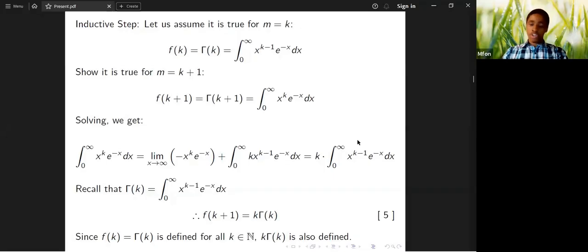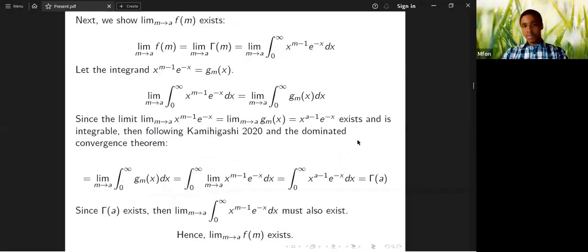That is proven. So here we also prove that its limit exists. We first need to know whether the limit of the integrand of this gamma function, x to the m minus 1 e to the minus x, exists. Once we show this, we can use the dominated convergence theorem to show that the limit actually does exist. In the process of solving this, we see that the limit of the gamma function is equal to the gamma function itself. Once we have done this, we have proven that the limit exists and is also equal to the function itself.